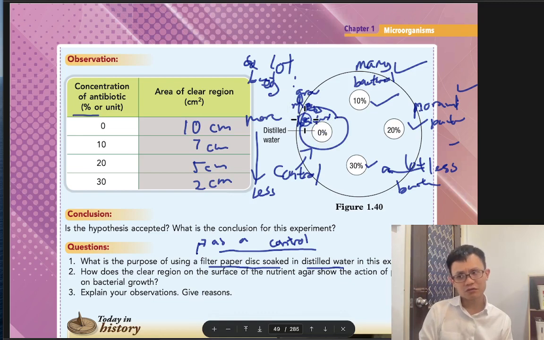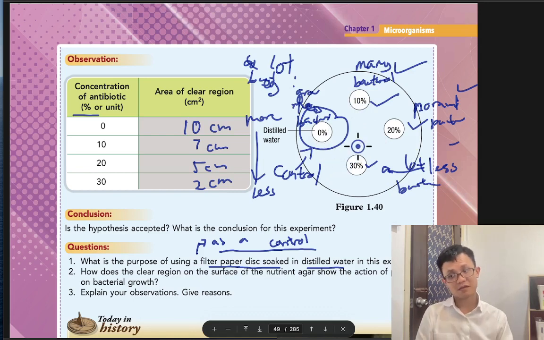Your teacher will ask you why 30, 20, 10 no problem, but 0 got problem. You need to explain. Usually you cannot explain because it's a control variable. So you need to redo the experiment.